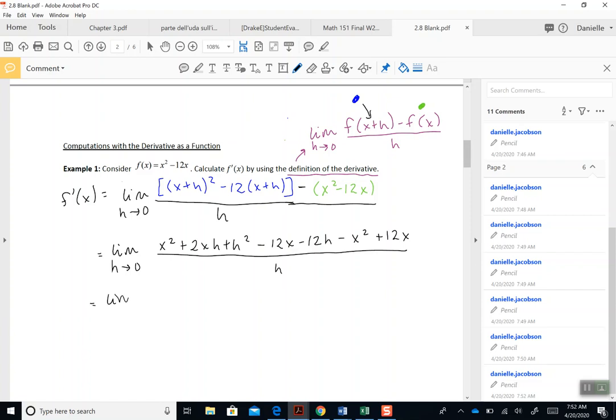All right, continuing on with that numerator simplification, I see the x squared subtract out to 0. We have the negative 12x and the plus 12x subtracting out to 0. Okay, and now we're left with 3 terms that are not like terms, so we can do no more subtracting out, which means on the numerator we're left with h squared plus 2xh minus 12h over h.